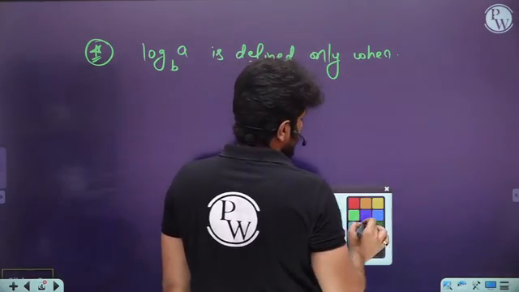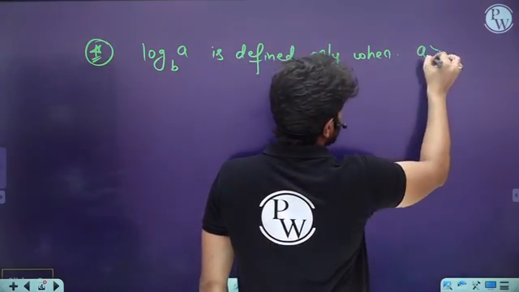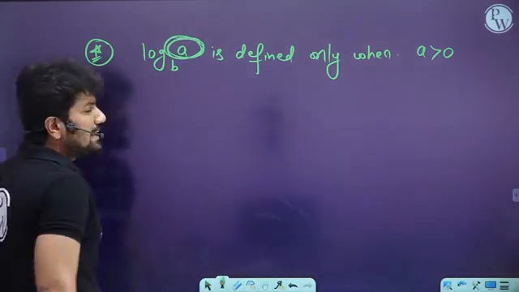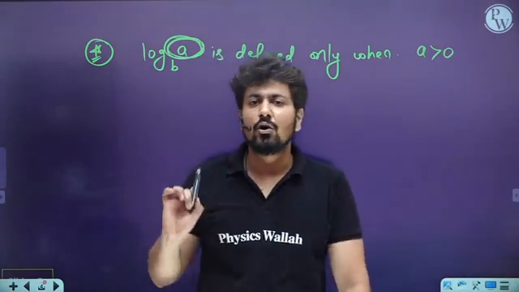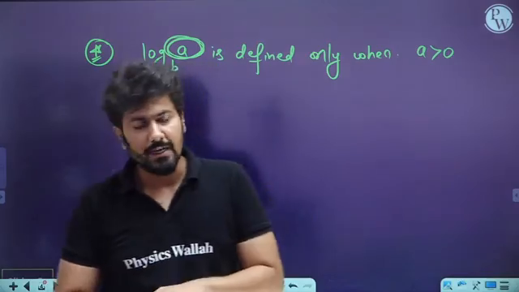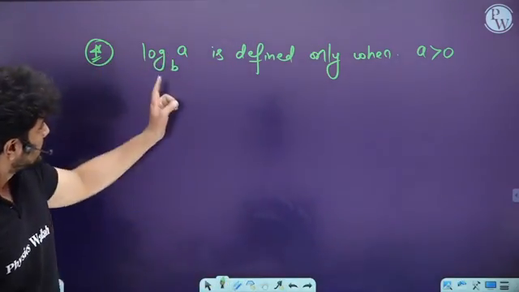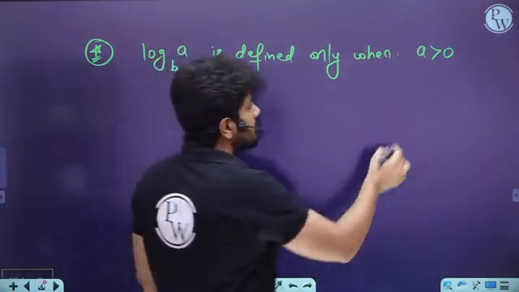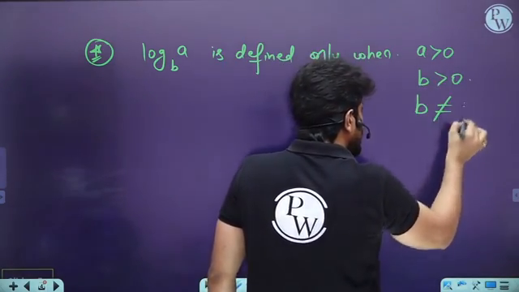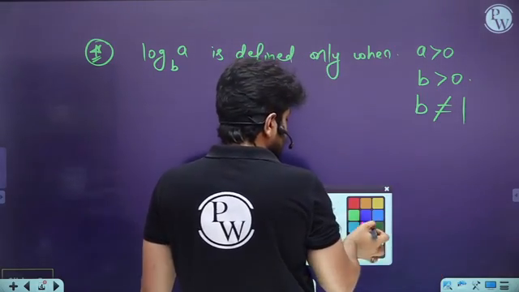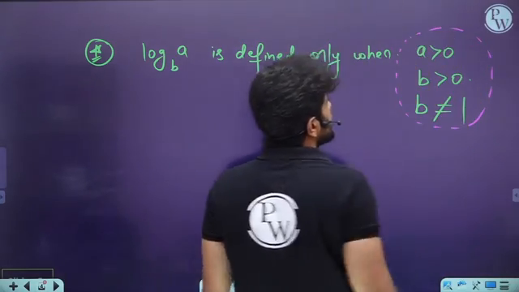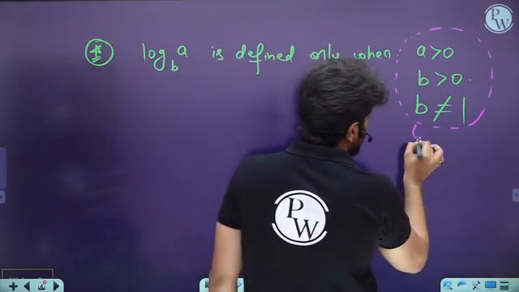The conditions are: A should be greater than 0. This number A should be a positive number. Only log of a positive number is defined. Log of a negative number is not defined. This base B should also be positive, B should be greater than 0. And this B should not be equal to 1. These are the conditions associated with log. Important conditions.